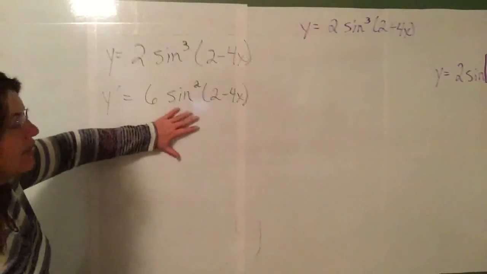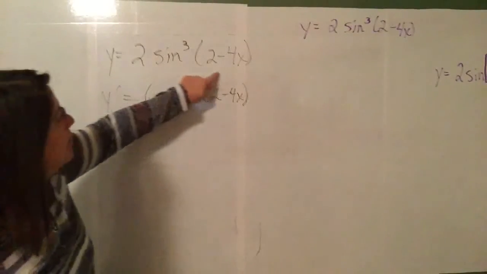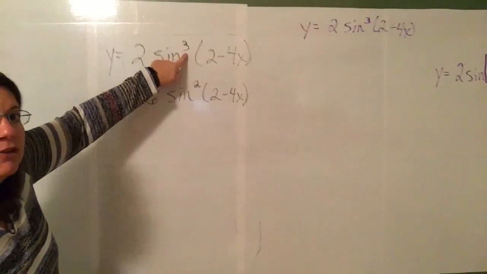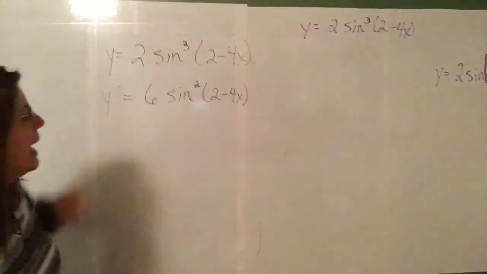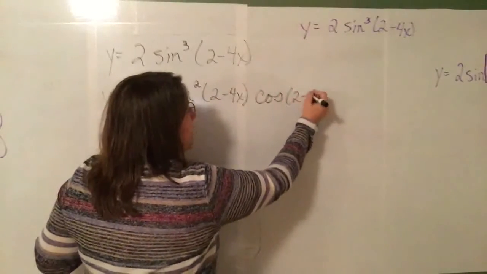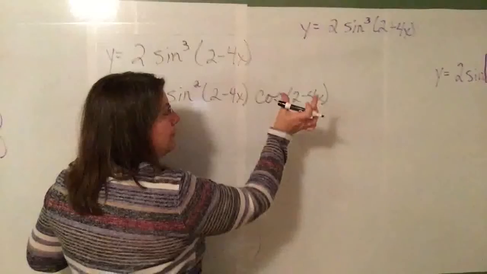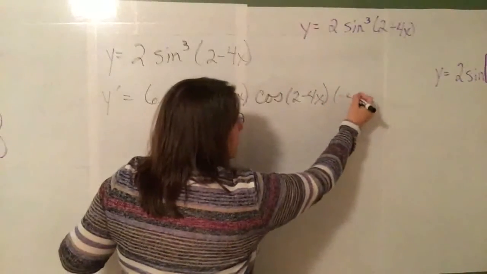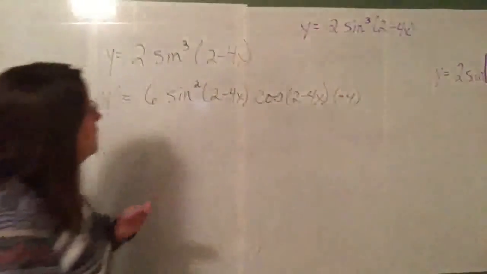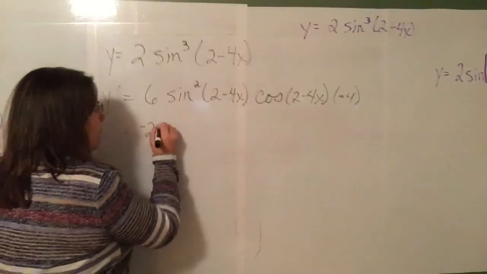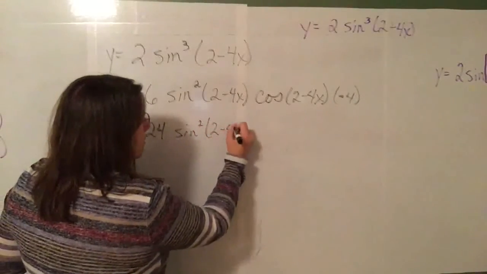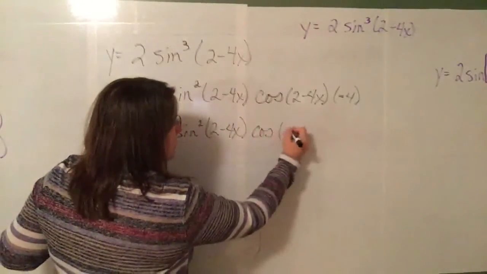Now, I have taken care of the outside part. Now I have to take care of my inside part. Now remember, the inside part is the sine 2 minus 4x without the 3. We've already taken care of the derivative of the 3. So derivative of sine is cosine. So I have cosine. I keep the angle part, 2 minus 4x. Then I have to take the derivative of the angle part, which is a negative 4. So then I'm going to just simplify this. That negative 4 multiplies by the 6. That's negative 24. We have negative 24 sine squared 2 minus 4x cosine 2 minus 4x.